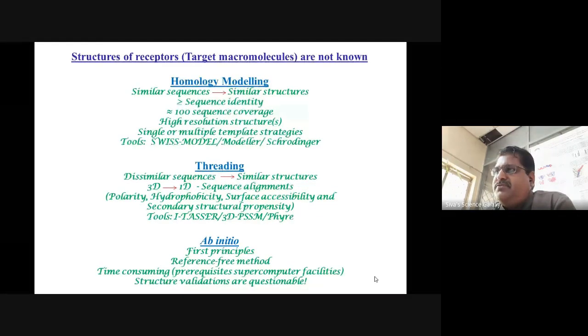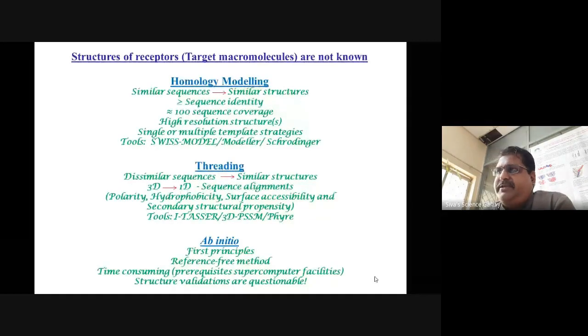There are a number of computational strategies, as I mentioned in the slide: homology modeling, threading, and ab initio. These are the popular computational molecular modeling methods. Using these methods, the three-dimensional structures of the molecules can be predicted. Okay, now I will give the outline of each method.